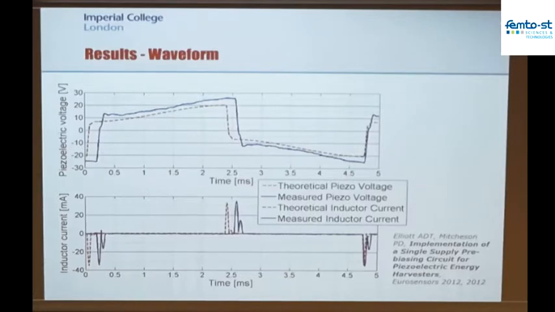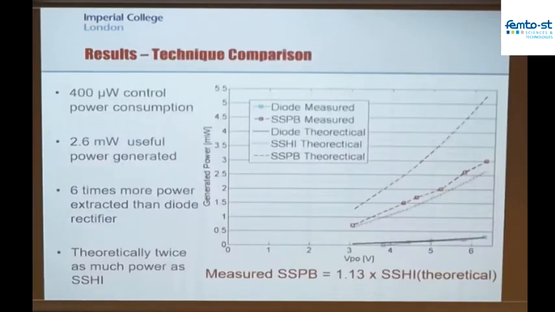I showed you this diagram earlier where you can see the operation. You can see us pre-charging the system. We get the increase in voltage as the device moves, and then we take the energy out and we do another pre-charge. And we're able to get significantly more power with this technique. This is the power that you can get here with the bridge rectifier. This is the power that we can get here, this red line, with our technique practically. This dotted line here is the power that you can get using SSHI theoretical maximum, and this line here is the theoretical maximum that you get with this specific technique.